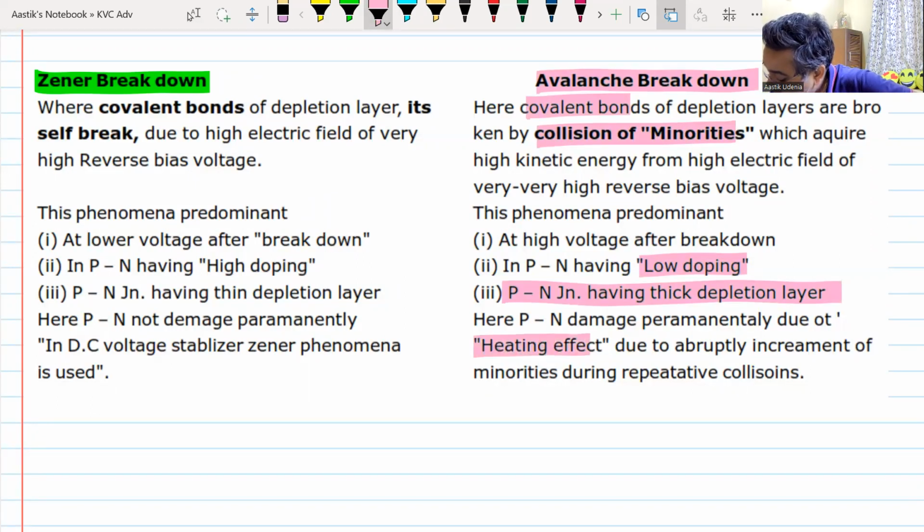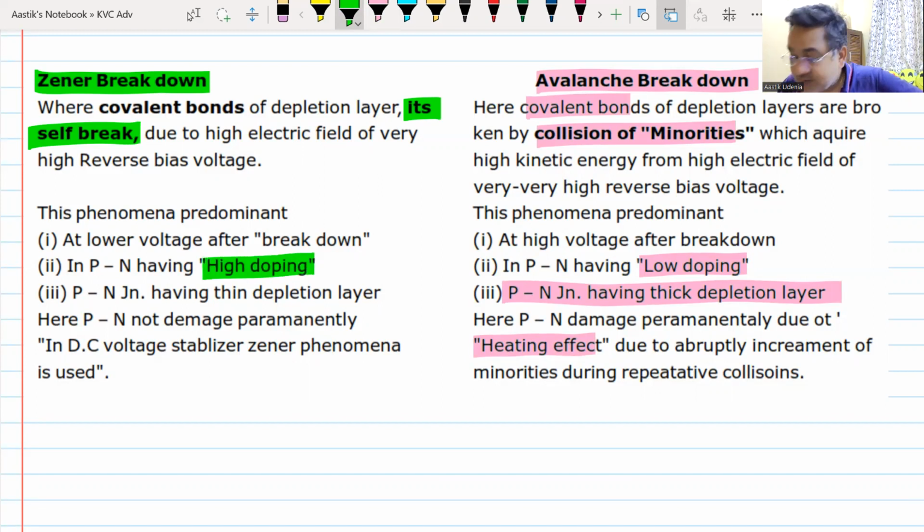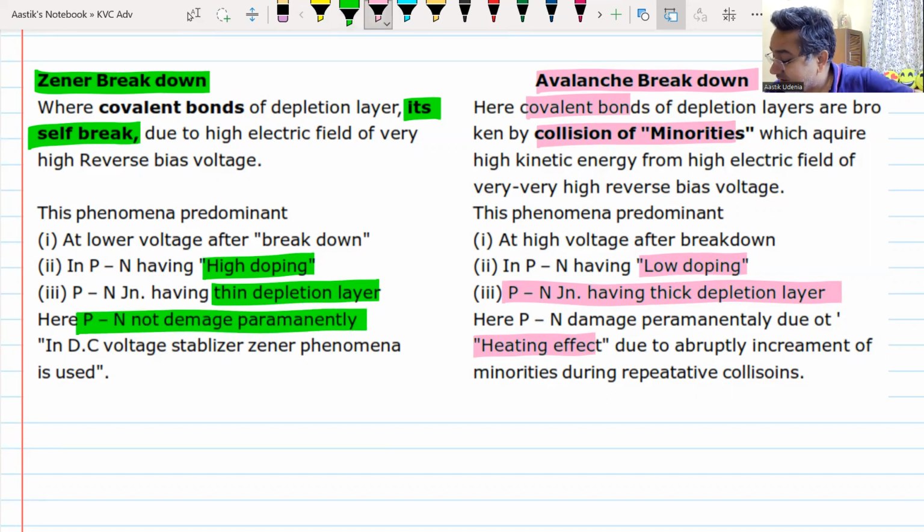This is because of the heating effect. Here, the covalent bond self-breaks due to high electric field. It is in a region of high doping and thin depletion layer. Here, the PN junction is not damaged permanently. Here, it is damaged permanently. Any one of these points may appear in your exam, my dear friends.